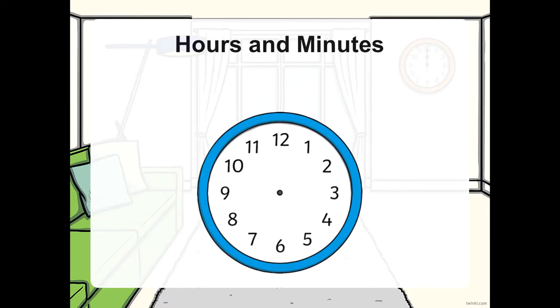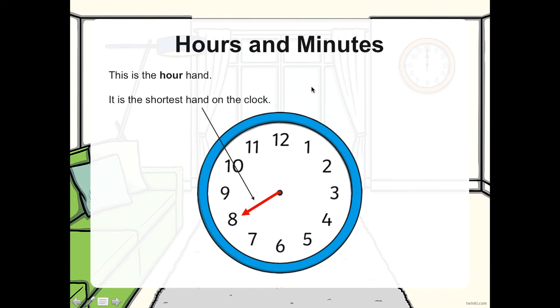Remember, when we tell the time, we are always looking at the hours and the minutes. This is the hour hand. It's the shortest hand on the clock. I remember that it's the hour hand because hour is a shorter word than minute, so it's the shorter hand. This is the minute hand. It is longer than the hour hand.